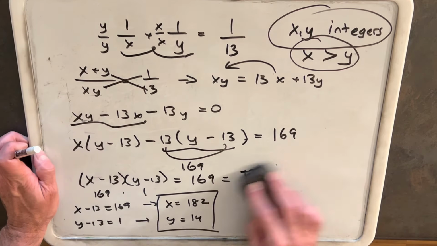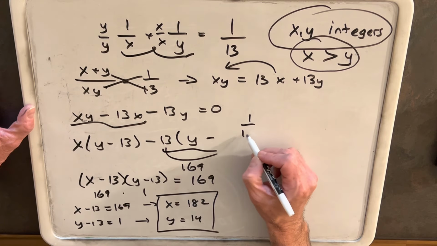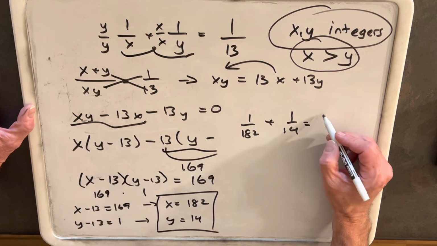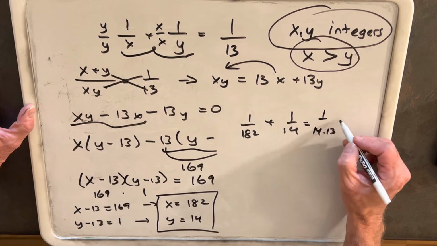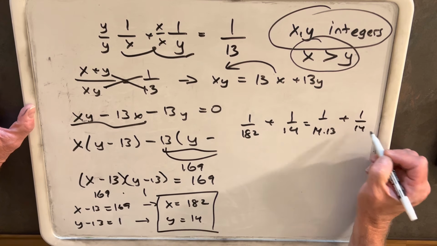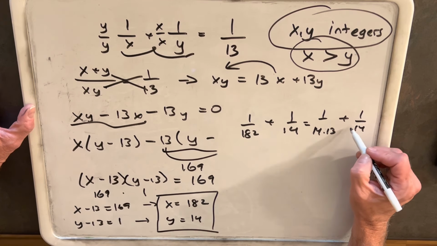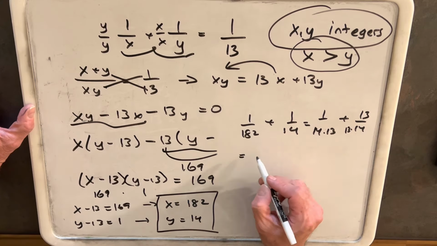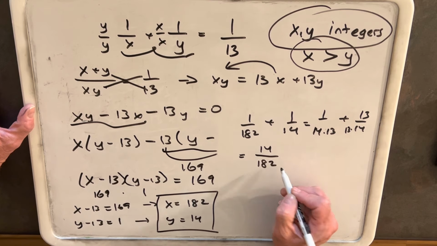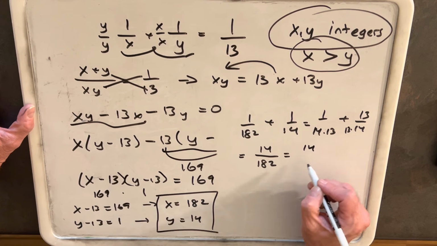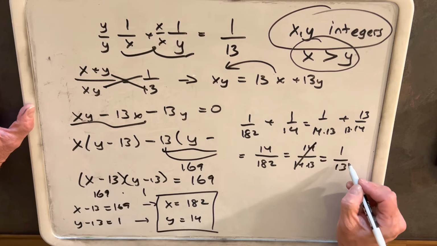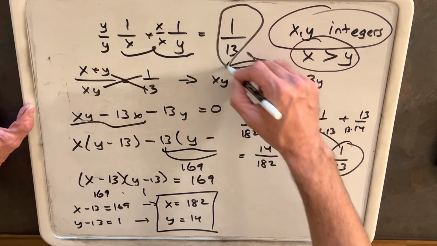Actually, let's check this real quick. So if we had 1 over 182 plus 1 over 14, the useful thing is that 182 is just 14 times 13. That's how these problems work out. This is the interesting part, I think. So then if we multiply numerator and denominator by 13 here to get a common denominator, then 13 plus 1 is 14, and we have 14 over 182, which I probably shouldn't have written that way because 182 is 14 times 13, and these cancel, and we get 1 over 13, which is the same as this.